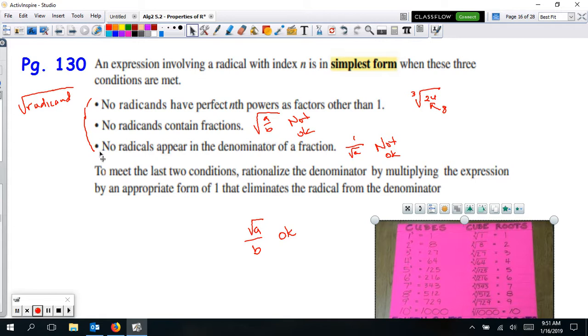Here's another one that's very similar. No radicals appear in the denominator of a fraction. So it might be like this situation, 1 over the square root of something, or some radical of something. That is also not okay. You cannot have a radical in the bottom of a fraction, whether it's like this or like this. And I wrote down over here that this is okay. It's okay for the radical to be in the numerator, just not in the denominator. So we can have this be simplified form, but these are not okay to be in simplified form.